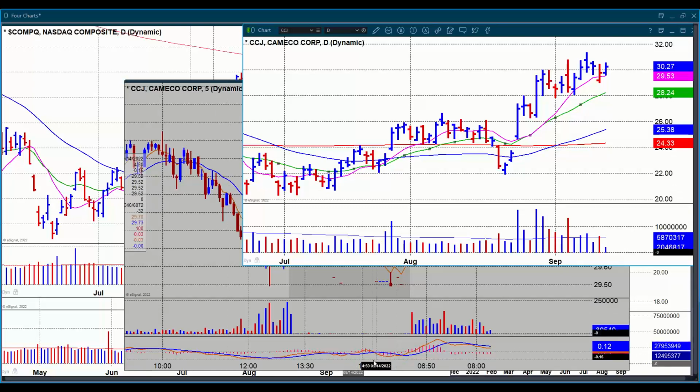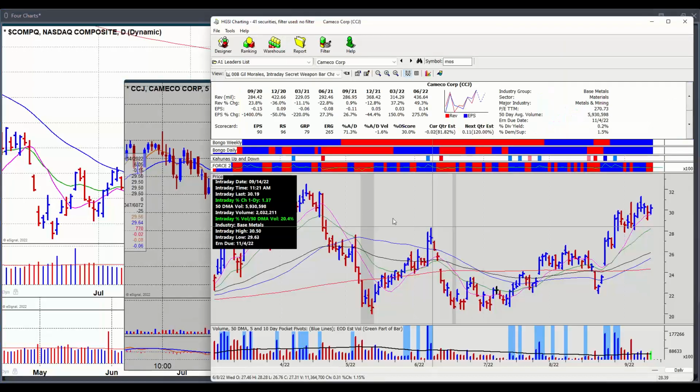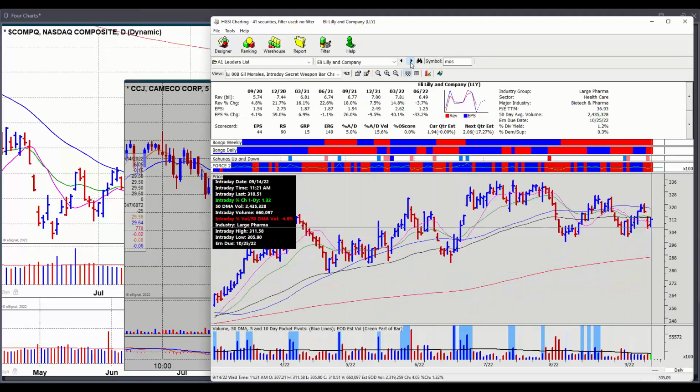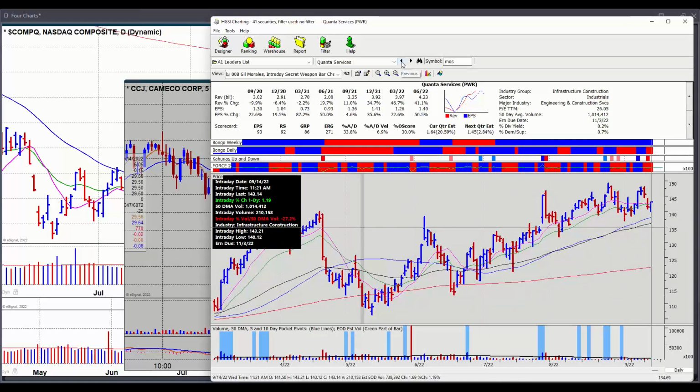If the market starts to break, then I think 10-day support here on names like CCJ and some of the lithium names that have been acting well might be something to keep an eye on.